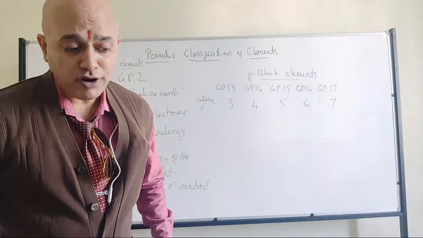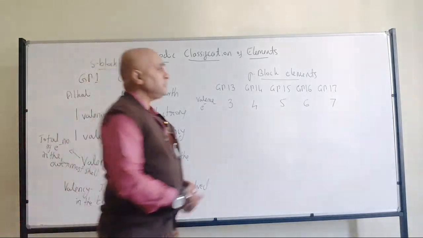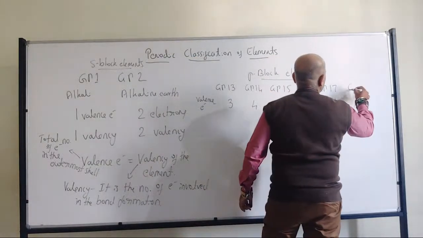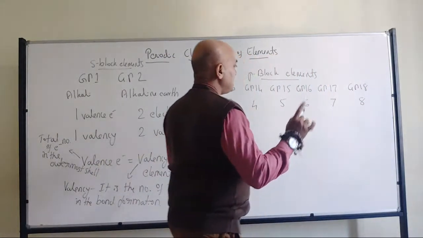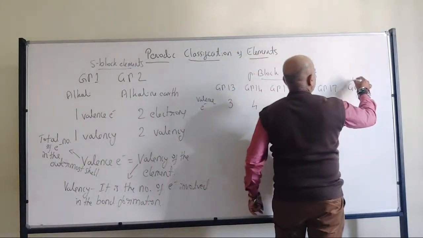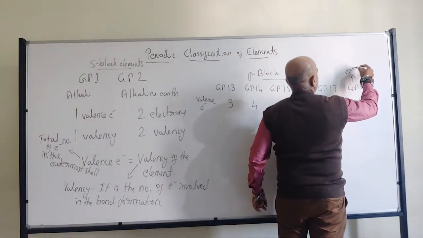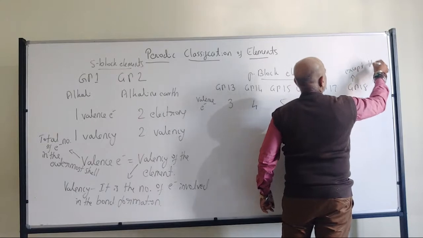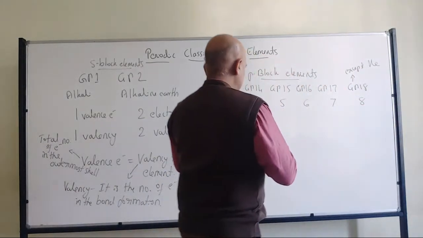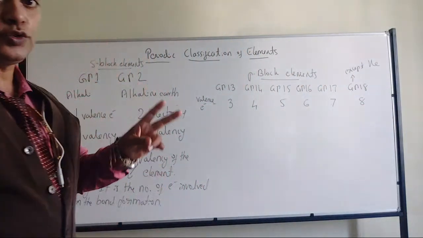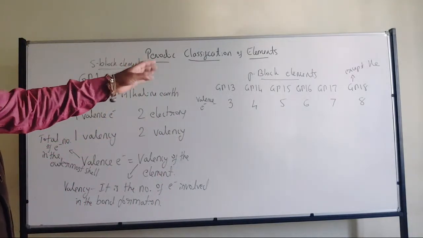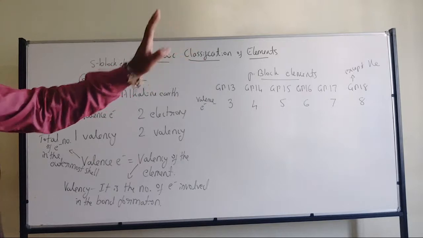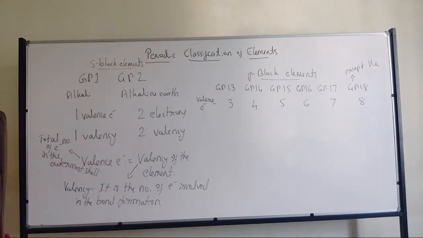Except helium. If I want to include group 18, for the time being I will include group 18 also. So it will be 8, except inert gas. I will mention here, except helium. Helium will be having 2. So that's where we have the groups 13, 14, 15, 16, 17, 18. This is where we have the valence electrons.